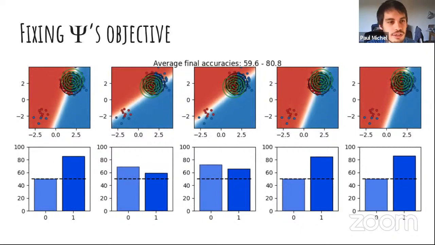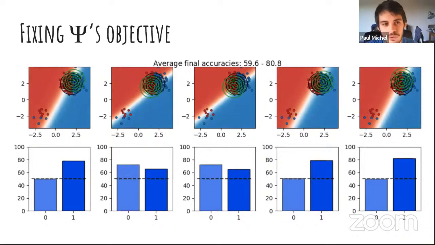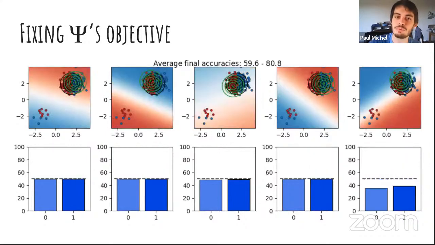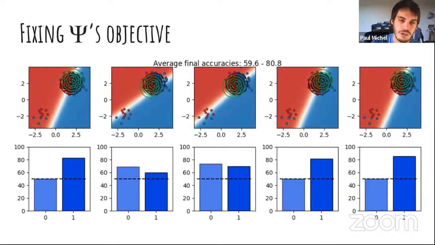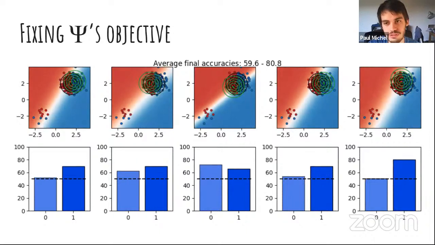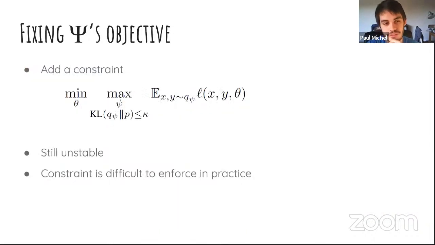There still seems to be some instability, and it's converging to weird adversaries. Ideally, we'd want it to move towards the underrepresented domain, to assign more mass to these points. It's not doing this all the time. So the constraint works, but there are still a few issues. It's still a little bit unstable, and also, as I mentioned earlier, it's difficult to enforce in practice.